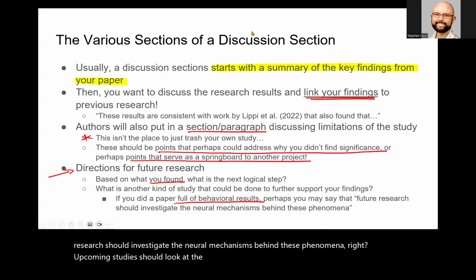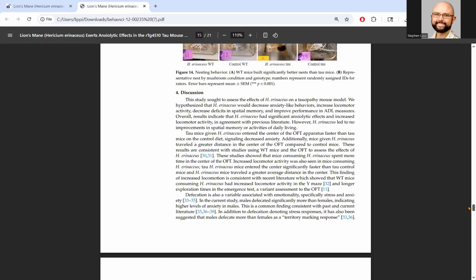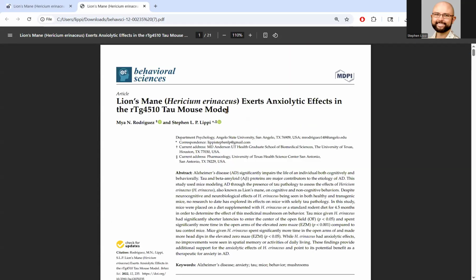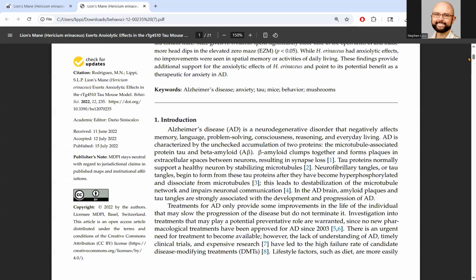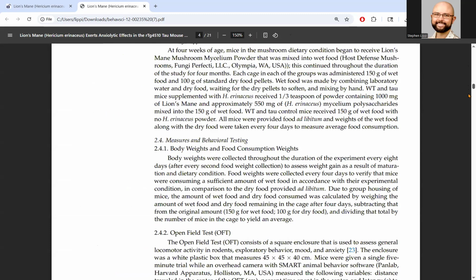And one thing that I want to do really quickly is share with you a paper that my graduate student and I wrote a few years ago. This is called Lion's Mane Hericium erinaceus exerts anxiolytic effects in the rTg4510 tau mouse model. Okay, so here we have our introduction. We have our method section where we outline our variables of interest.